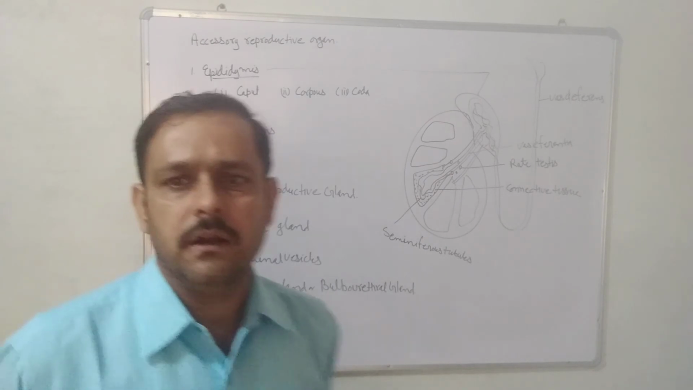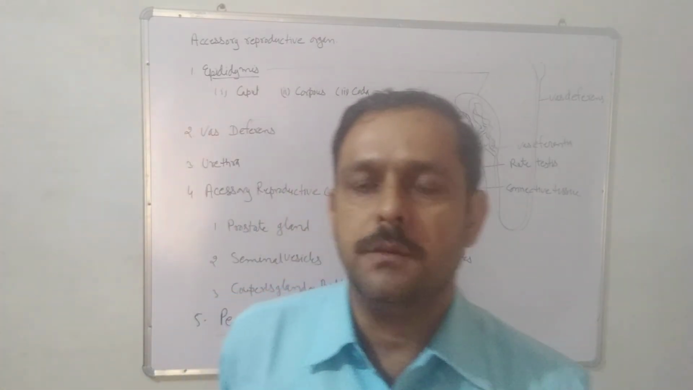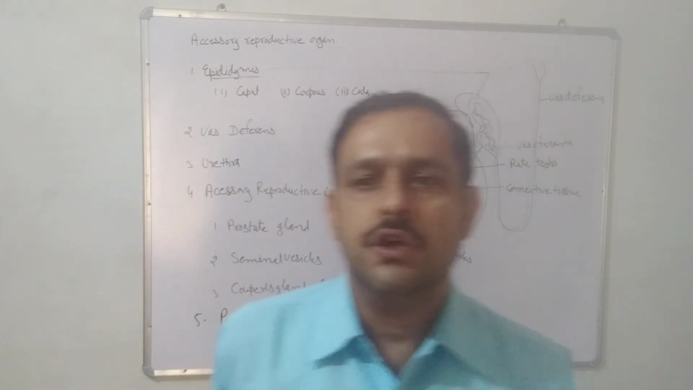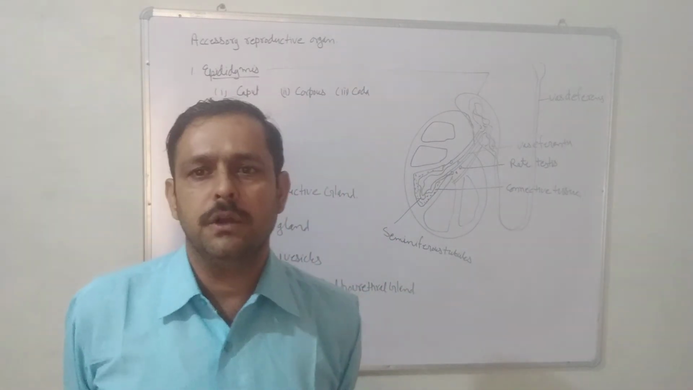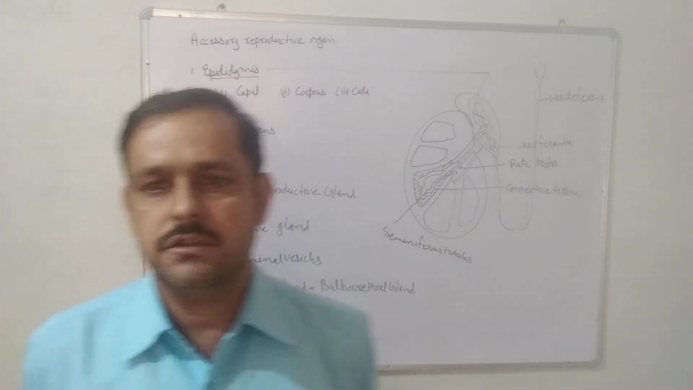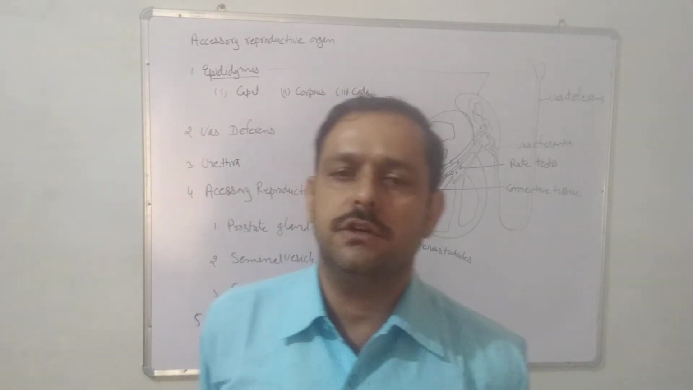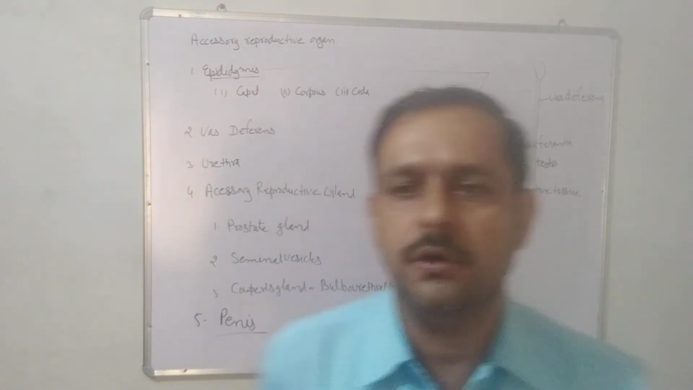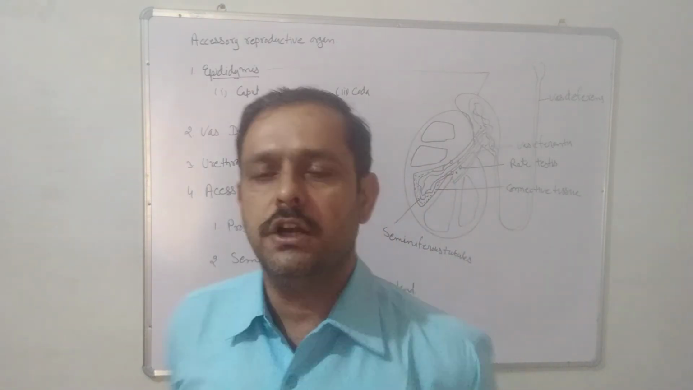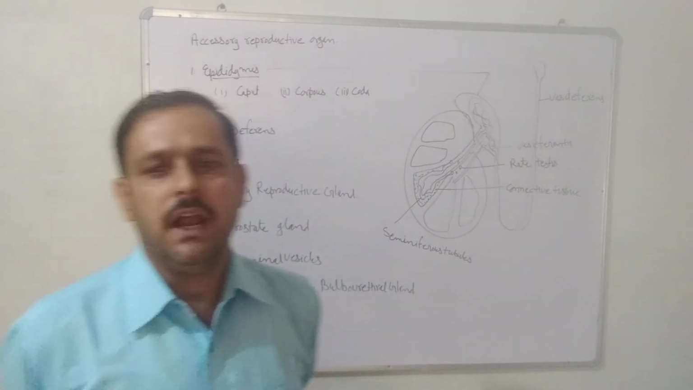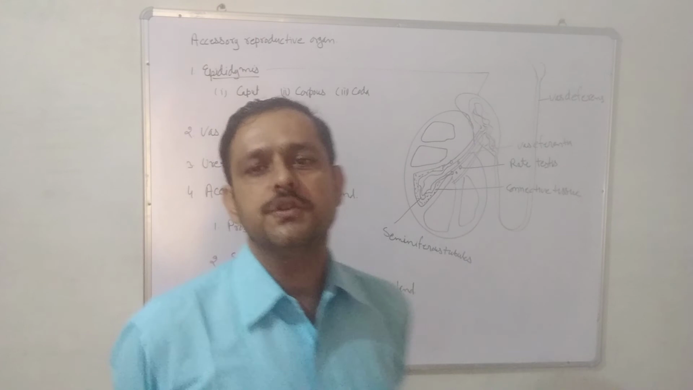First of all, it contains fructose sugar, prostaglandins and the protein seminogelin. Fructose provides energy to sperms in the form of ATP. Due to its alkaline nature, the secretion neutralizes the acidity of the vaginal tract and provides safety to sperms.